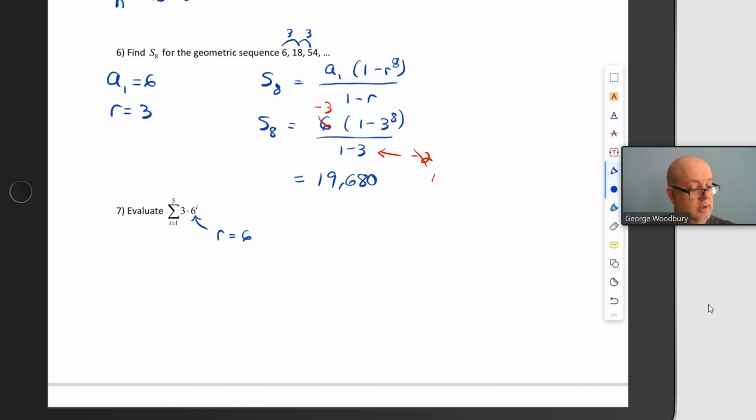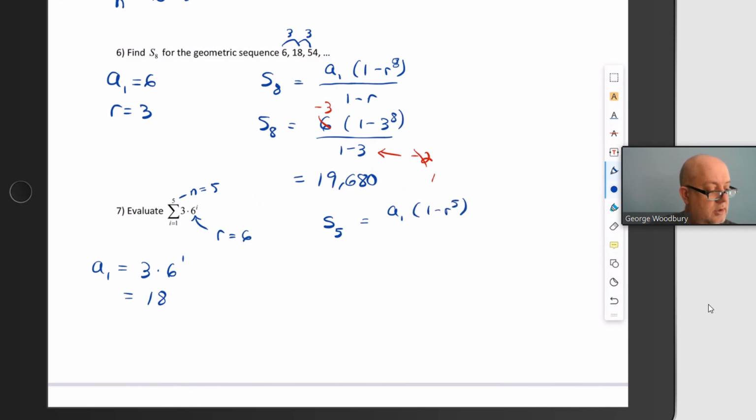What else do we need? Well, we know that n here is 5. And I do need to know what a sub 1 is. And that's going to be 3 times 6 to the first power, which is 18. So S sub 5 equals a sub 1 times 1 minus r to the 5th power over 1 minus r. That is 18 times 1 minus 6 to the 5th power over 1 minus 6.